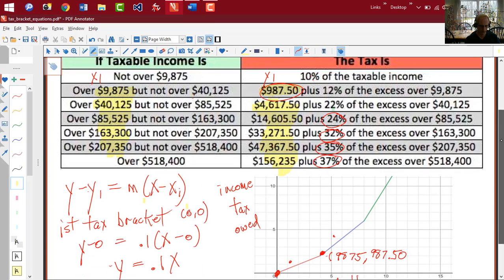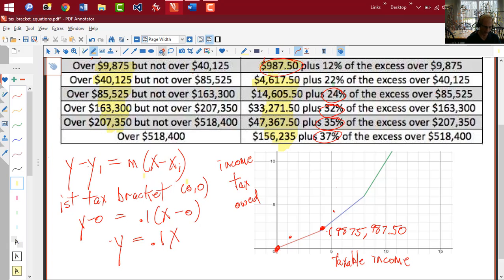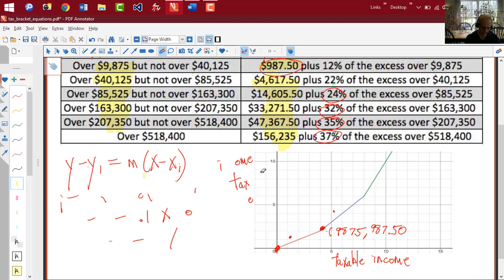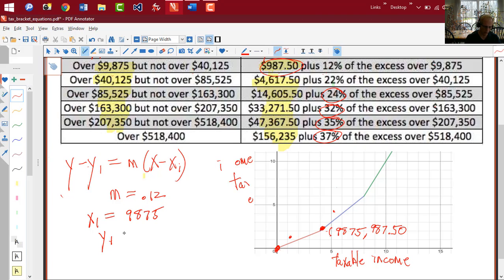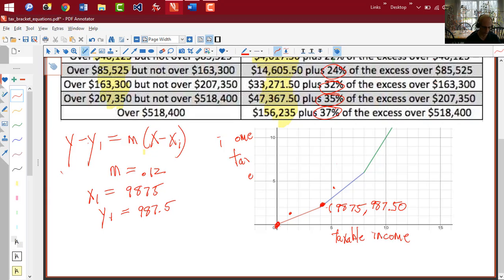So, for example, the equation of the second tax bracket. Well, the slope is going to be m, which is 0.12. So m is 0.12. x1 is 98.75. y1 is $987.50. So now I have enough info to write the equation of the line.